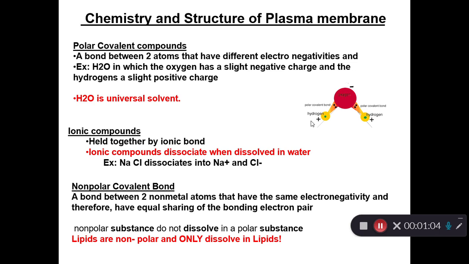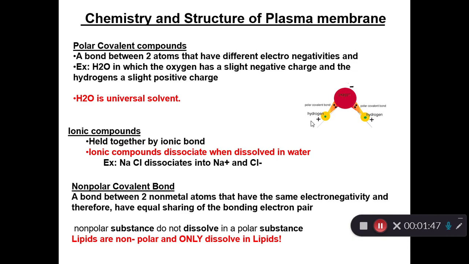The second type of compound is ionic compound. In the ionic compounds, there are two molecules. One is negatively charged and one is positively charged, and then they are held together through the ionic bond. For example, the sodium chloride. Sodium has a positive charge, chloride has a negative charge. All of the ionic compounds dissociate in water. So ionic compounds are water soluble. So if you dissolve sodium chloride in water, sodium will be dissociated from chloride.